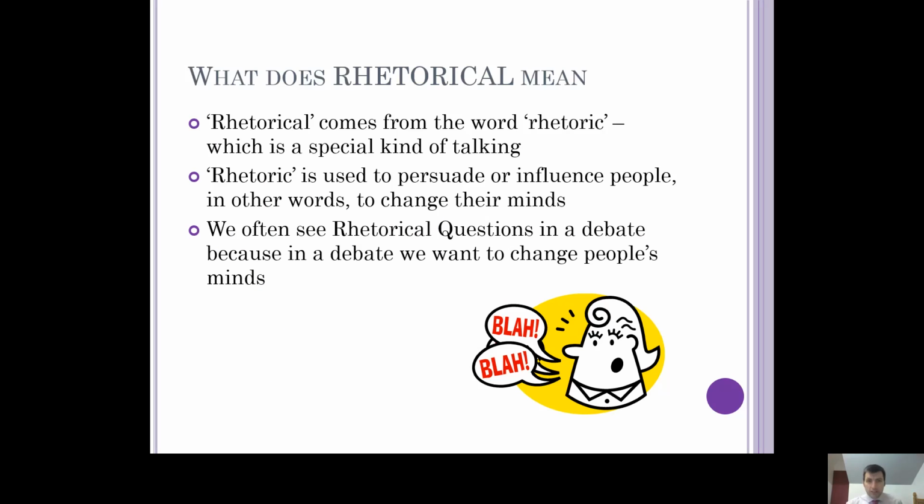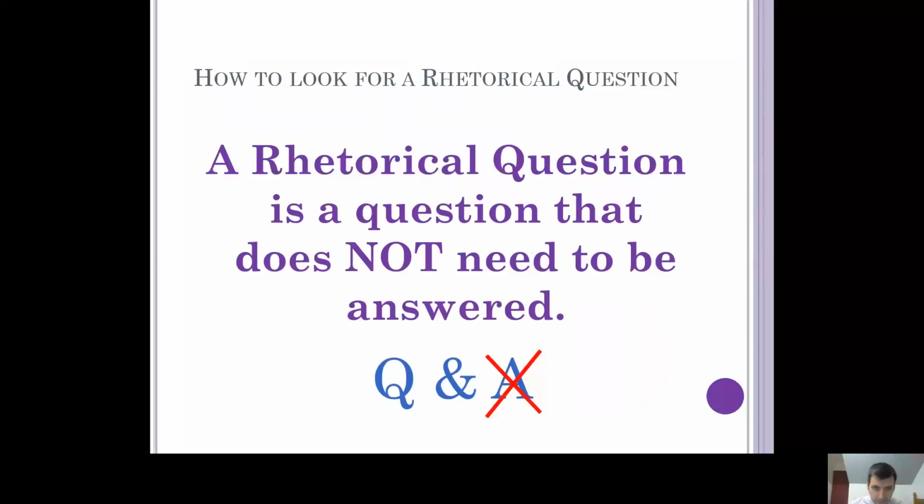So rhetorical questions. Rhetorical comes from rhetoric, a special type of talking. Rhetoric is language which is used to try and influence people to do something, so to change their minds. So when we see rhetorical questions being used, the idea is to change somebody's mind. It's not actually to get them to answer something. The idea is fundamentally to get people to alter what they think. It does not need to be answered. That's the most important thing to remember when you're thinking about a rhetorical question. It's making a point, although it's framed as a question, it fundamentally doesn't need to be answered.